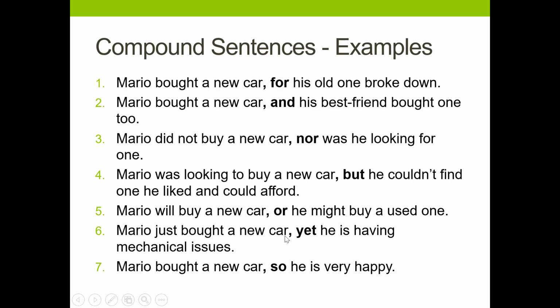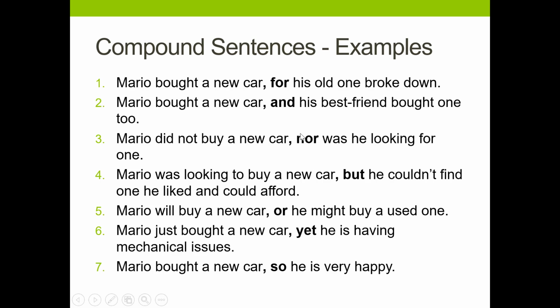Here are more examples of each one. Mario bought a new car, comma, for his old one broke down. Here, for means because. I know for we use like for 10 years or for a while, we use it for time, but when it's used like a conjunction here, it means because.